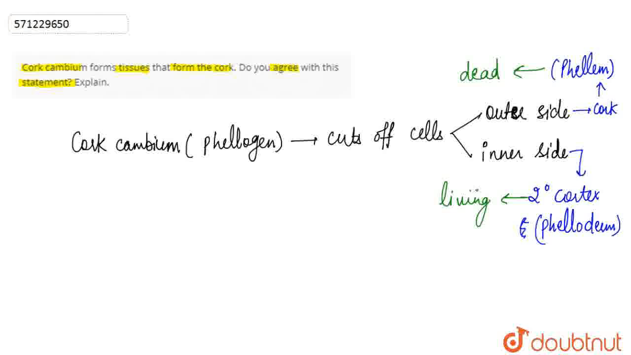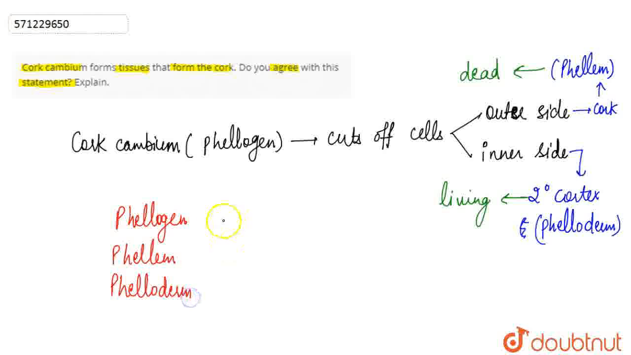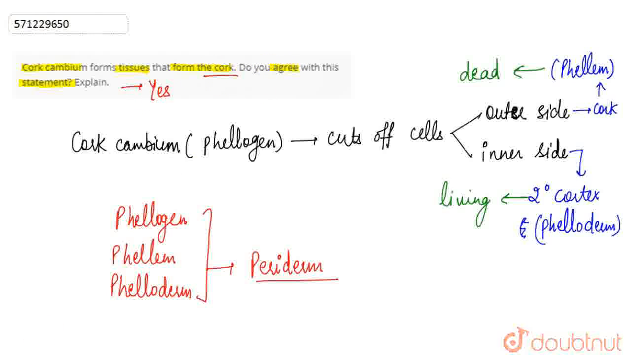So basically all these three parts, that's phellogen, phellem and the phelloderm, are collectively known as the periderm. So yes, the cork cambium forms tissues that form the cork. So yes, we agree with this statement.